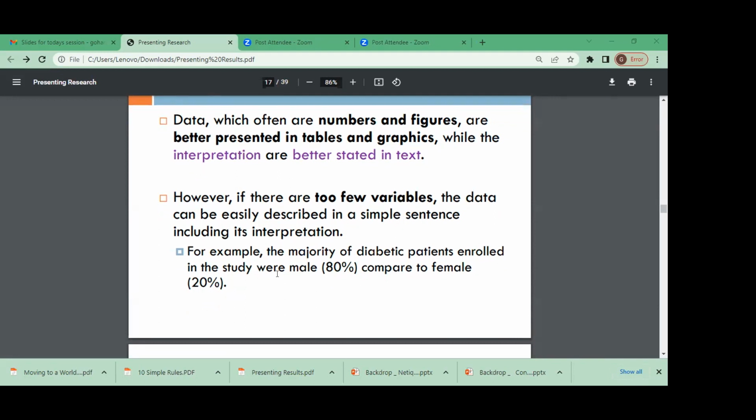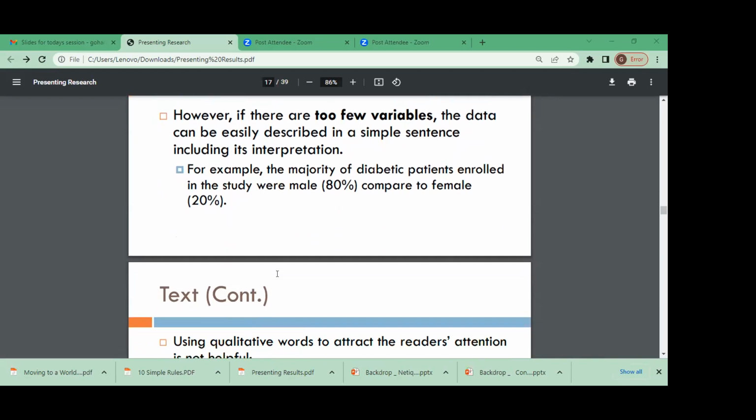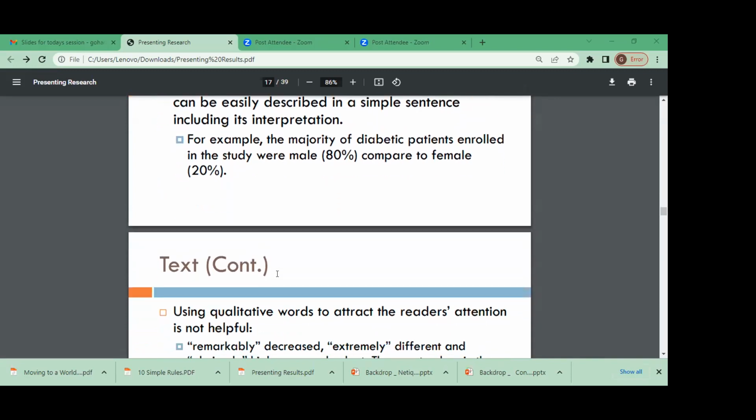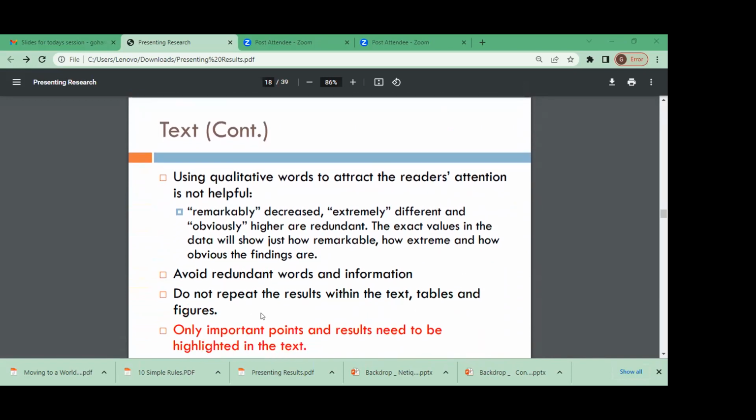These are the redundant words. So it's better that you use exact values in the data. Right? So avoid redundant words and information. Do not repeat the results within the text, tables, and figures, and only important points and results need to be highlighted in the text. Keep that in mind.